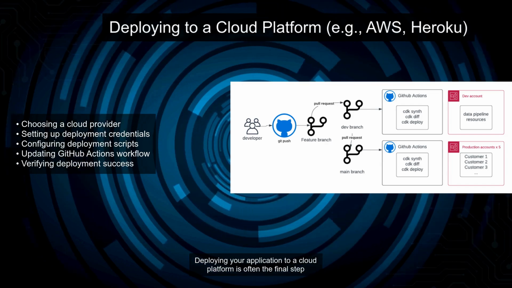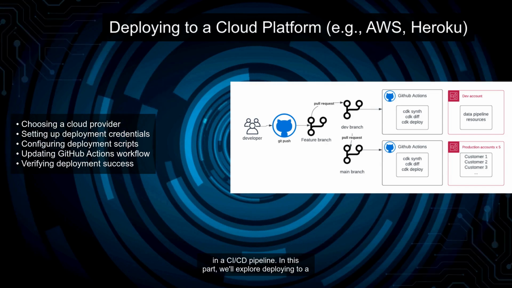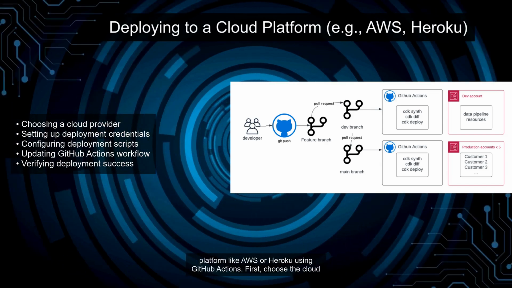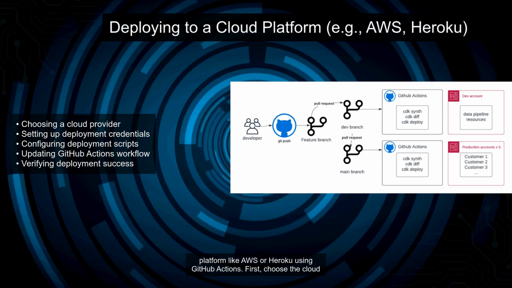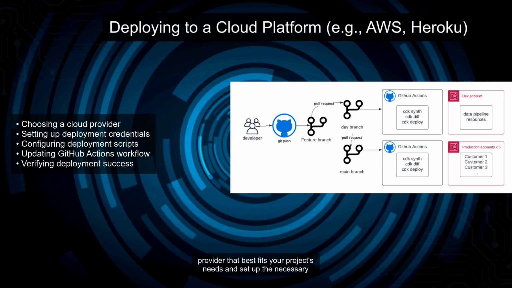Deploying your application to a cloud platform is often the final step in a CI/CD pipeline. In this part, we'll explore deploying to a platform like AWS or Heroku using GitHub Actions. First, choose the cloud provider that best fits your project's needs and set up the necessary credentials.